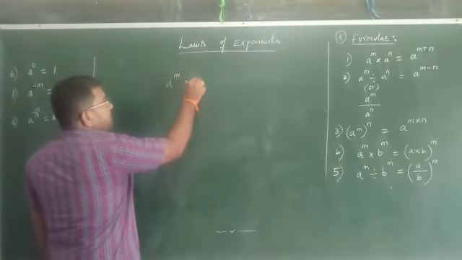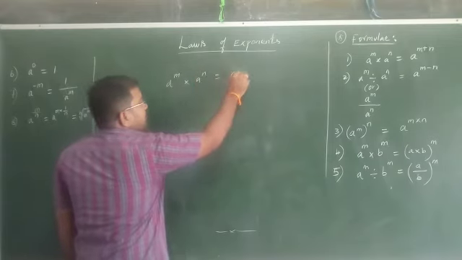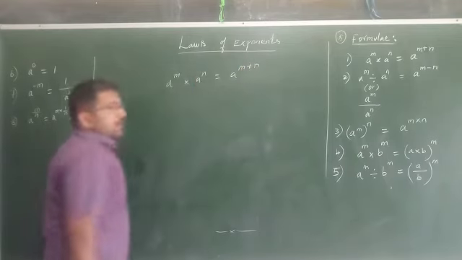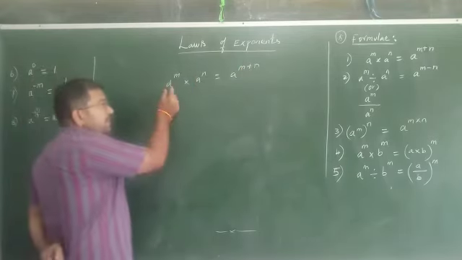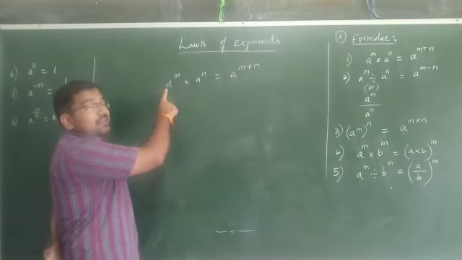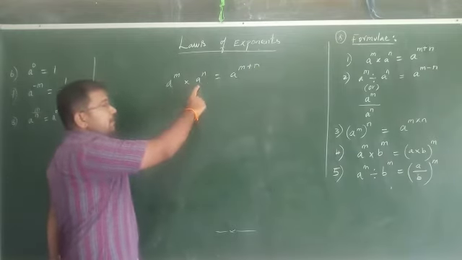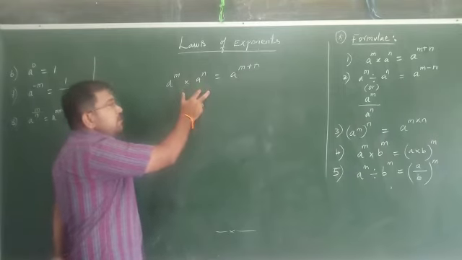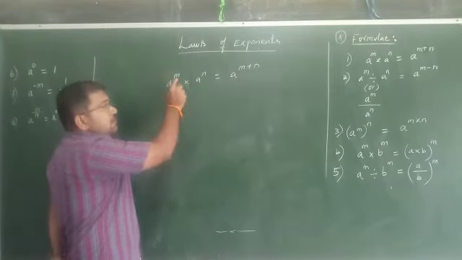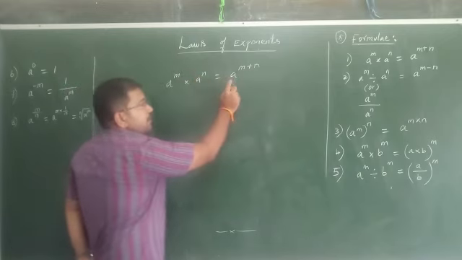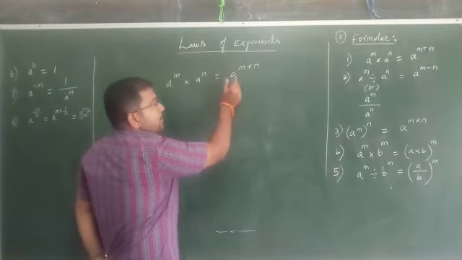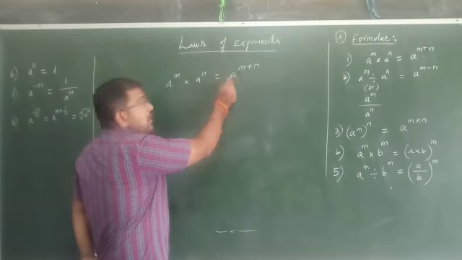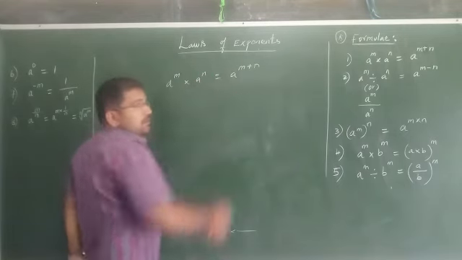A power m into a power n is equal to a power m plus n. So whenever we want to multiply two exponent terms with the same base, we have to add the powers, writing the base only once and adding the powers m plus n.